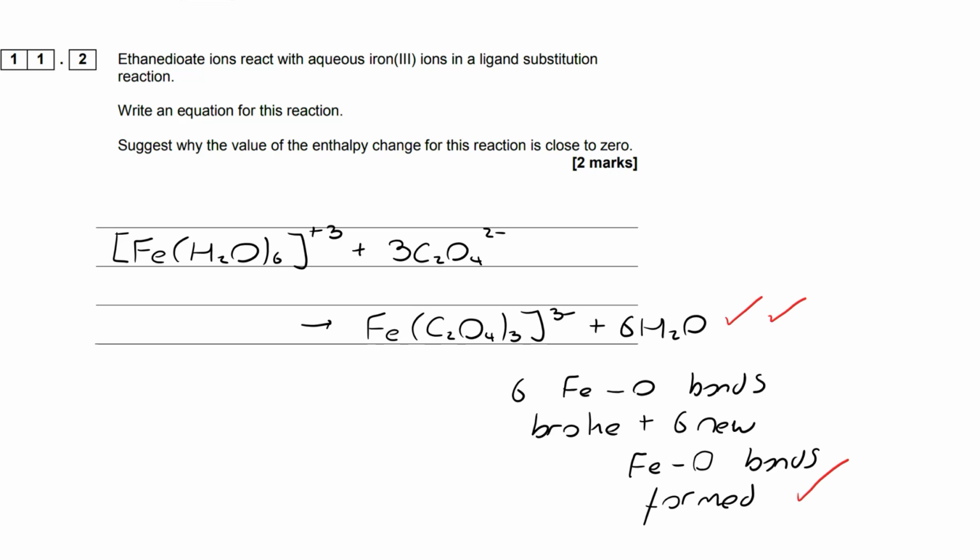Don't forget that when you complete this, you've also got to show the water ligands that have been lost. So you've got to have that 6H2O in there. And then why is the enthalpy change for this reaction close to 0, almost 0? Well, you're breaking 6 Fe-O bonds. And when you put your new ligand in, you're making 6 new Fe-O bonds. So although they are going to be slightly different from their mean bond enthalpy, overall there's going to be very little difference between them. So the enthalpy change will be almost 0.